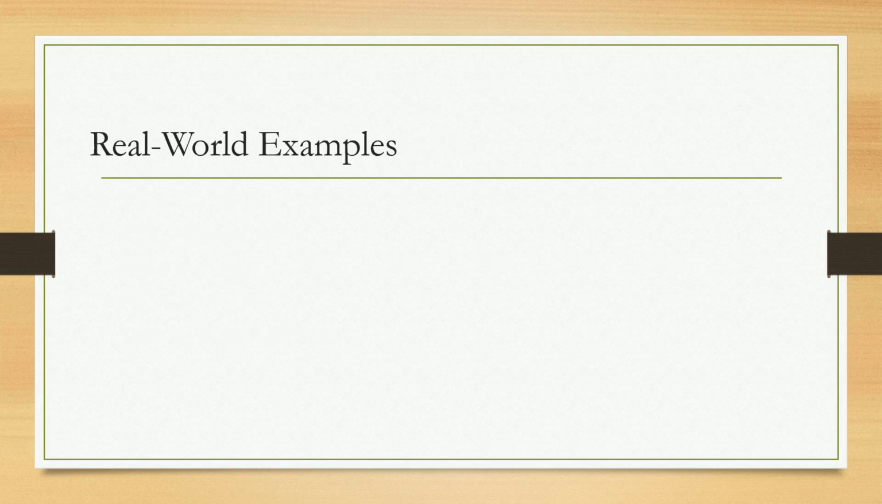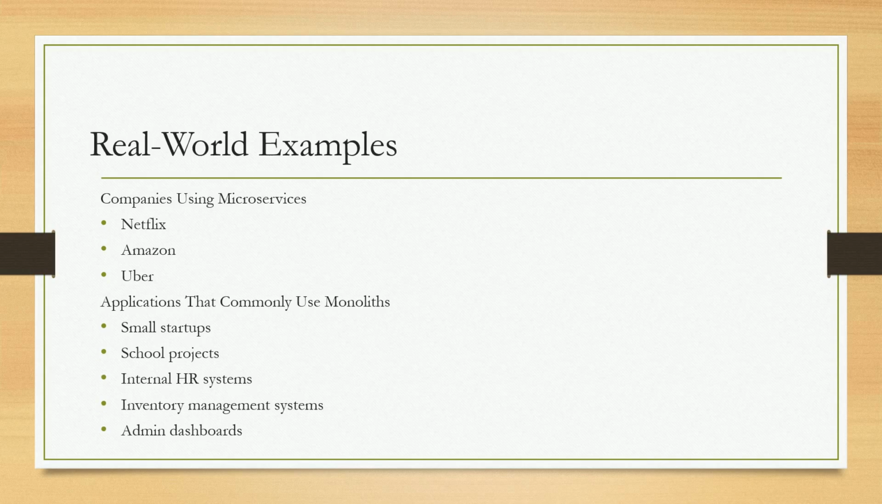The next one is real-world examples. Companies like Netflix, Amazon, and Uber are using the microservices architecture, whereas applications that commonly use monolithic architectures are small startups, school projects, internal HR systems, inventory management systems, and admin dashboards. So these are some real-world examples of the microservices architecture and monolithic architecture.